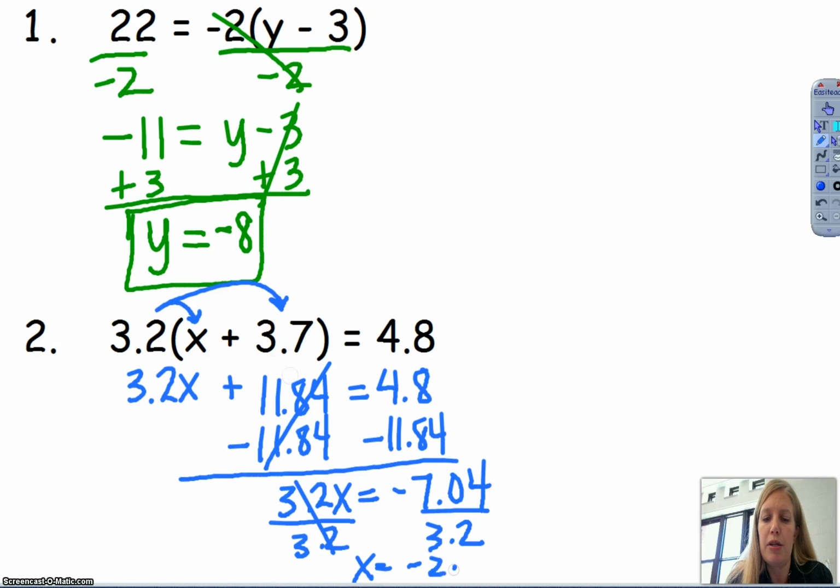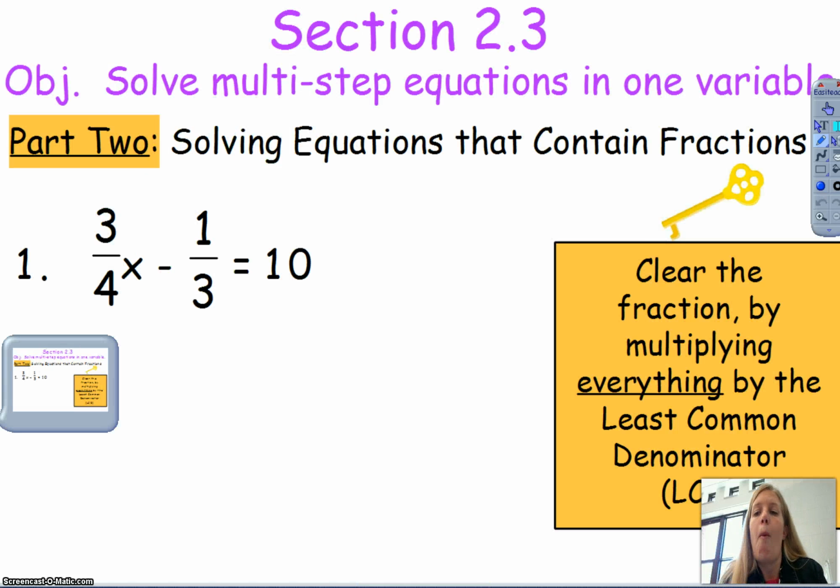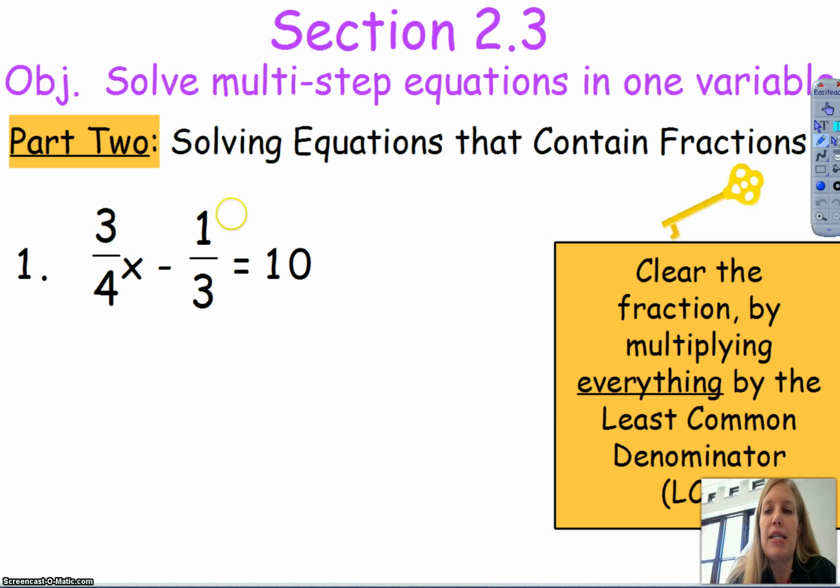Okay. Part 2: solving equations that contain fractions. And how to do this, notice I have a key here because that's your key idea. You want to clear the fractions by multiplying everything in the whole equation by the least common denominator, your LCD.